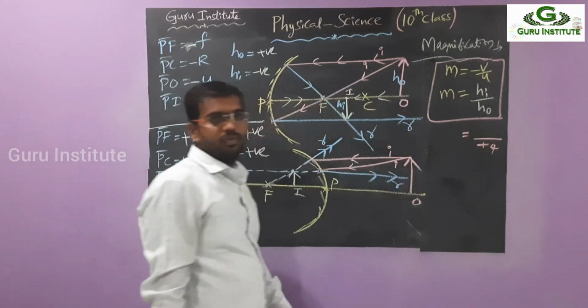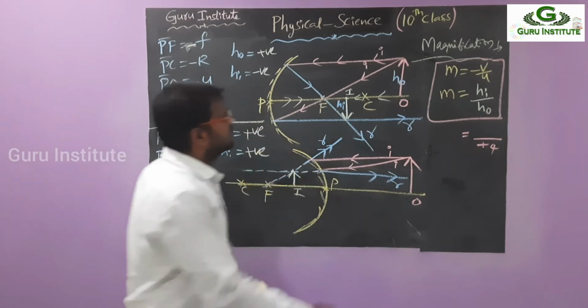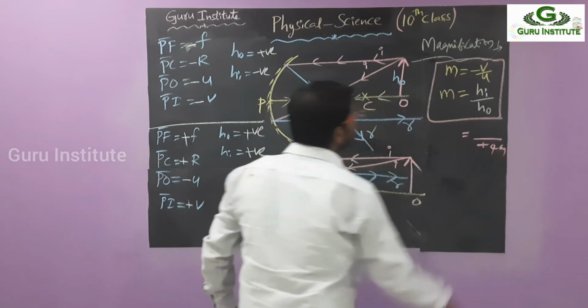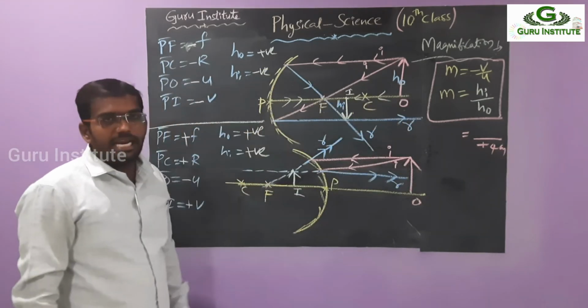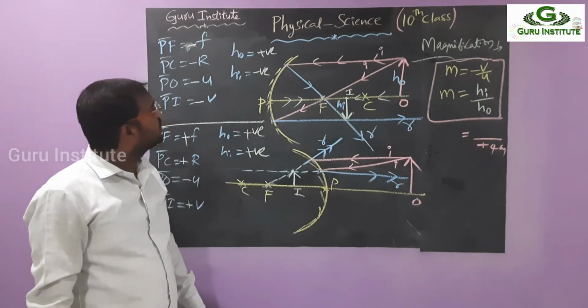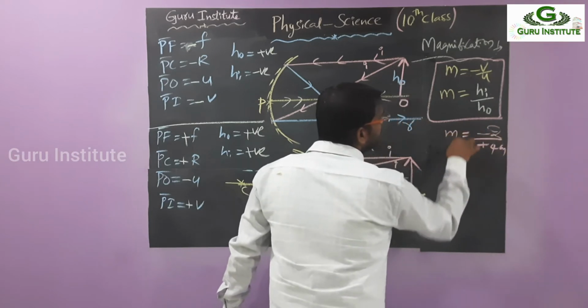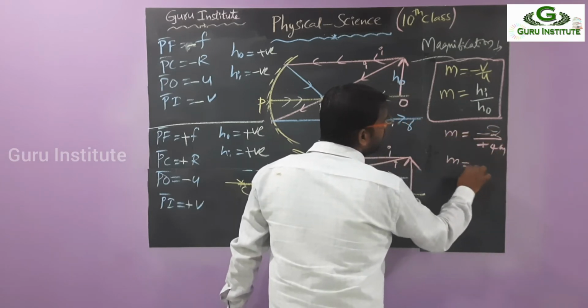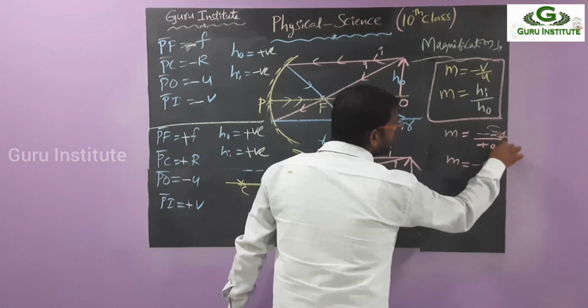Okay, I am taking the 4 centimeters. That means 4 centimeters. Next, for the concave mirror, the image is what? Negative. Suppose this one is 2 centimeters. According to the sign convention, it is minus 2. Then what do you get? Minus 2 by 4, that is minus 1 by 2. That means minus 0.5. Centimeter gets cancelled.